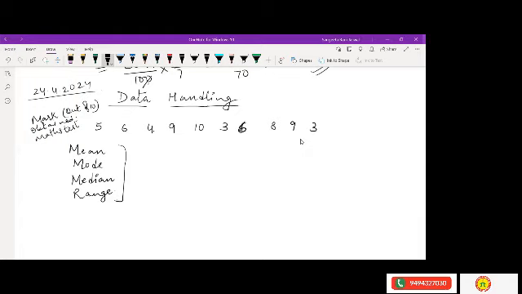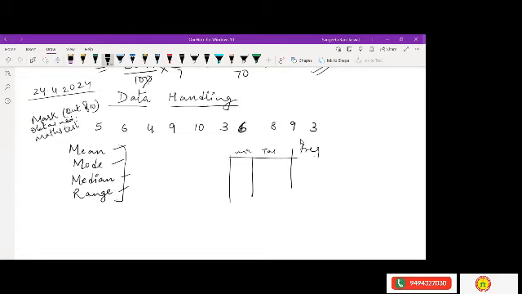I am not talking about organizing the data. We have already done this in our junior class, so we will not go deep into that. Organizing the data is organizing it in a tabular form: here you write marks, here you make tally marks, here you write frequency. This is not required now. We will find what is mean, mode, median, and range.